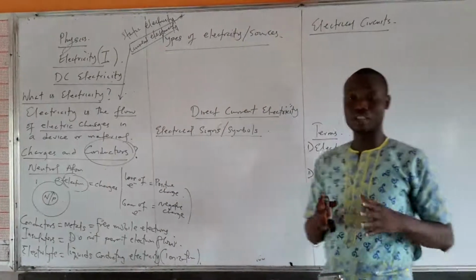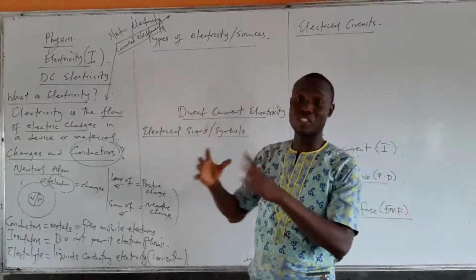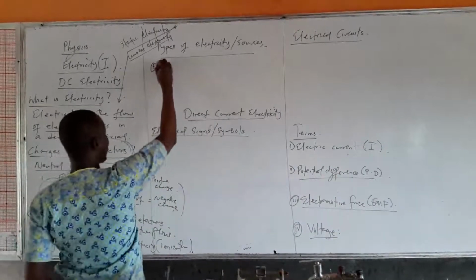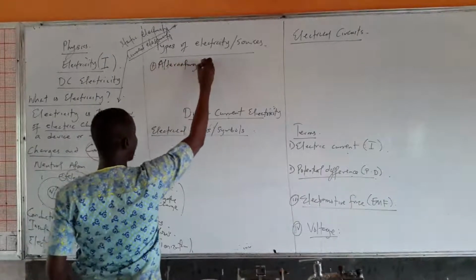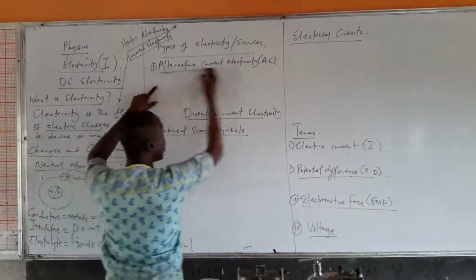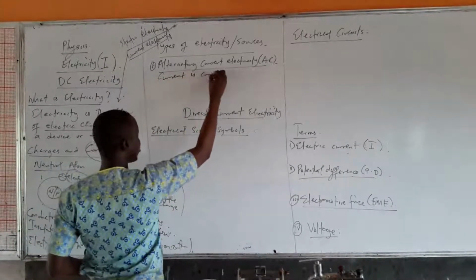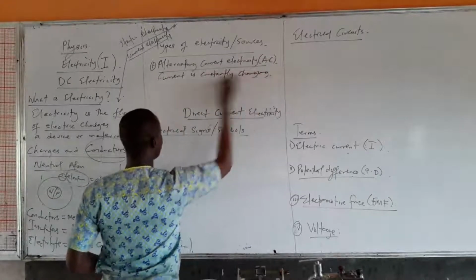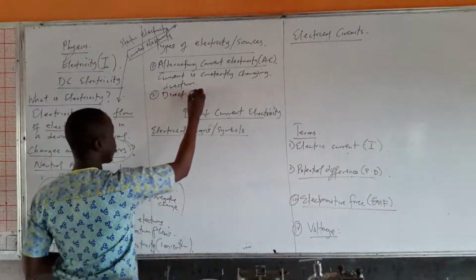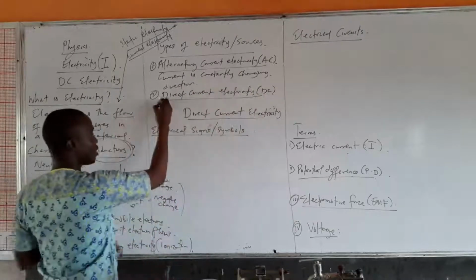Another thing we have to look at here is the types of electricity. How many types of electricity do we have? Now, this is not to talk of the static or the current electricity, talking in terms of if the charges are stationary or moving. This is in terms of how the currents behave. We have two types of electricity. We have the alternating current electricity. That's AC, alternating current electricity, in which the current has a constantly changing direction. That's the alternating current. Then the second one is the direct current electricity. That's DC, and this is a unidirectional form of current.